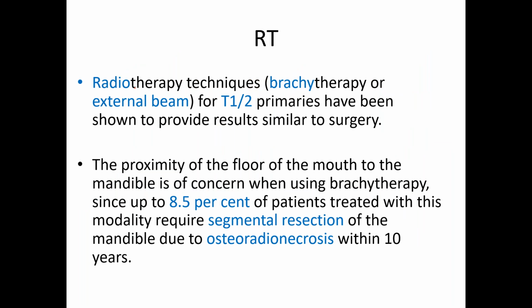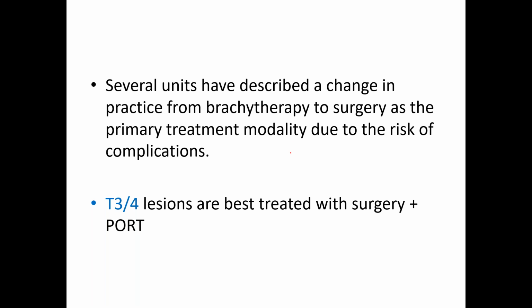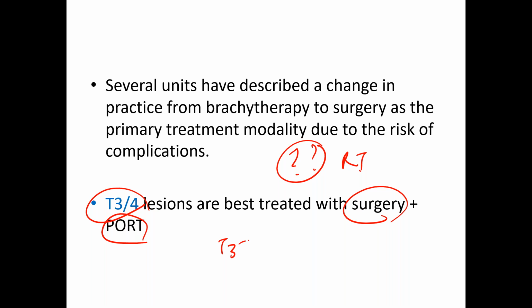So radiotherapy, how do you go about radiotherapy? It is done by brachytherapy, that is you put an implant inside the tumor, or external radiotherapy. In T1, T2, it is good. But unfortunately, there is something called osteoradionecrosis. If you do radiotherapy, the mandible gets necrosed, called osteoradionecrosis, within 10 years. So for T3, T4 lesions, you have to go for surgery and then post-operative radiotherapy.